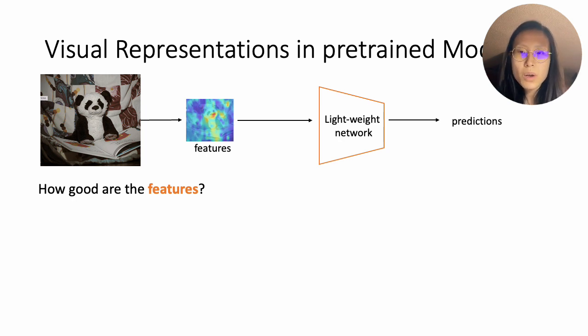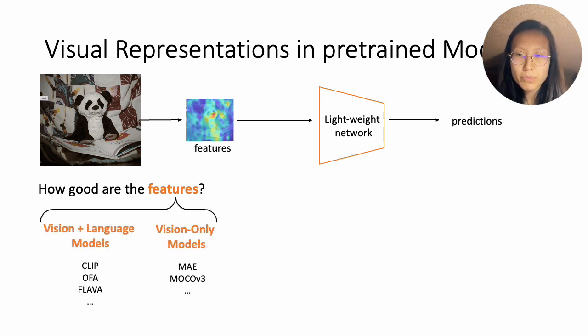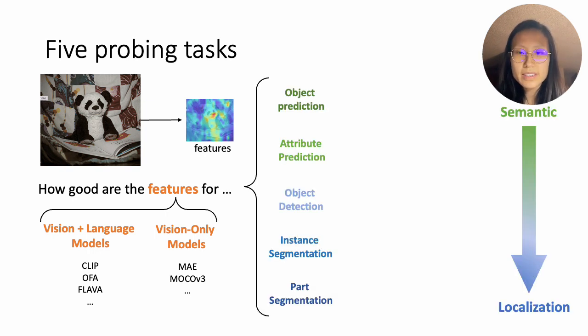Using feature probing, we compare two types of models, including vision and language models like CLIP, Alpha, Flava, and vision-only models like MAE, masked autoencoders, and MoCo v3. Here is the list of the 5 probing tasks that we are interested in. Some tasks focus on semantics while the others focus on localization.